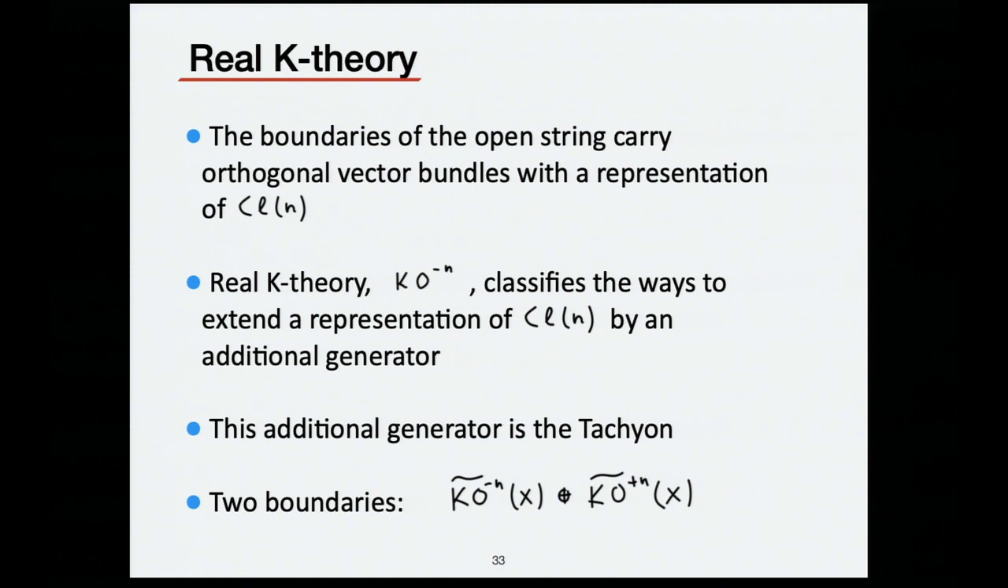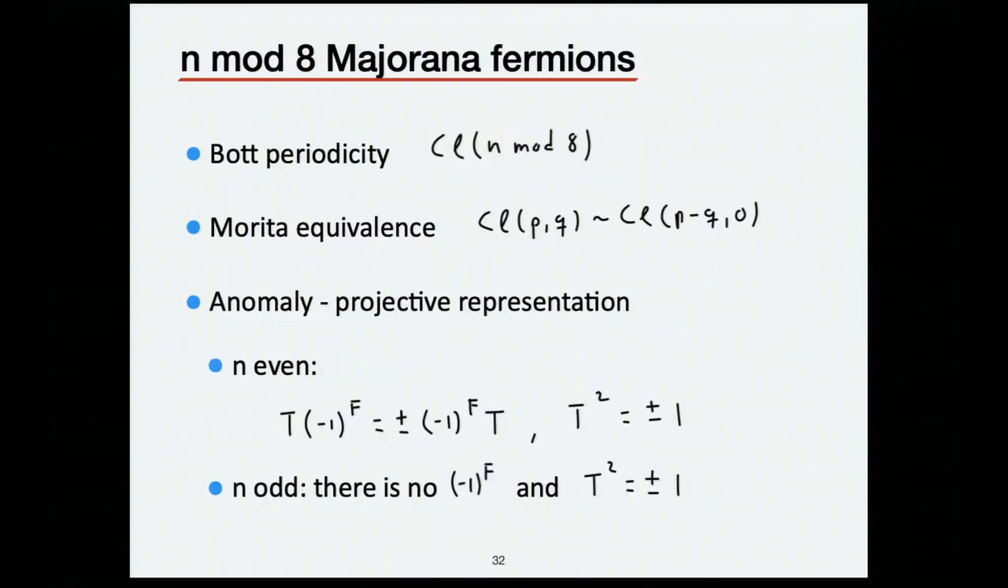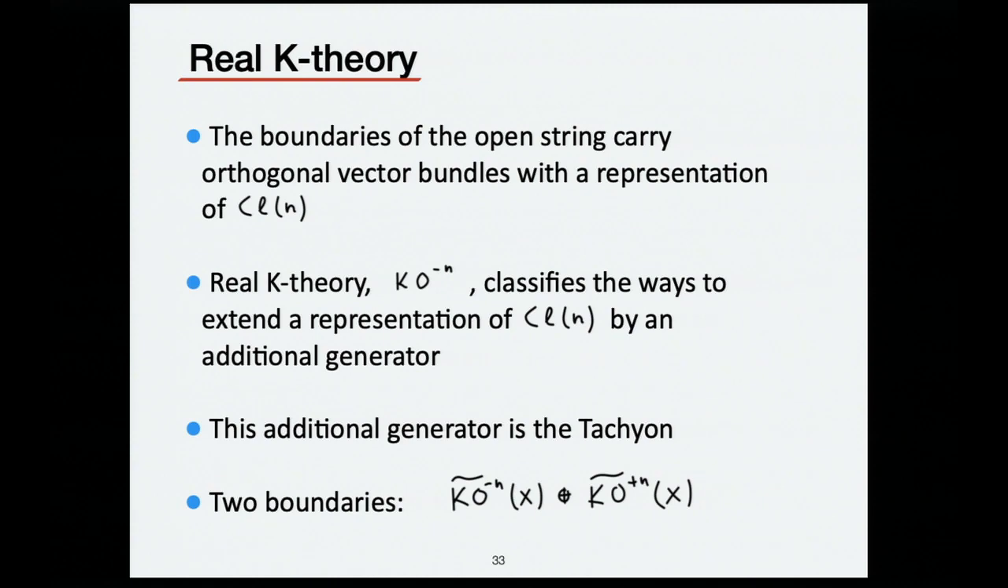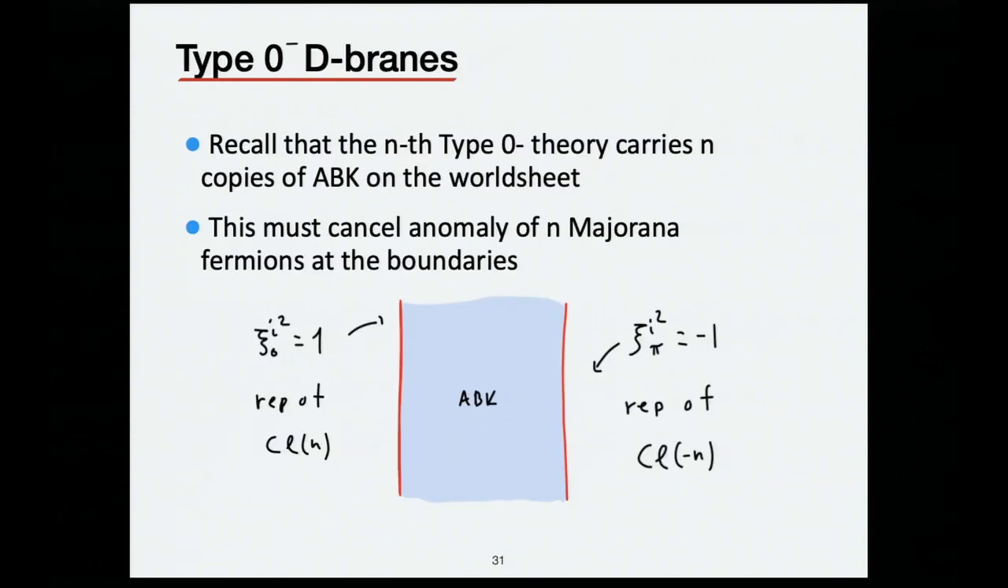And this tells us that these branes are classified by real K-theory. When they have n copies of ABK, then the D-brane branes would be classified by KO^n. And again, because we had two types of boundaries, these were the two types of branes that were associated to. There are two types of boundaries, which are the branes that couple to one set of Ramond-Ramond fields or the other. But because here we have these guys on one boundary have a certain sign and on the other have a different one, we actually have a classification that is a sum of these two.